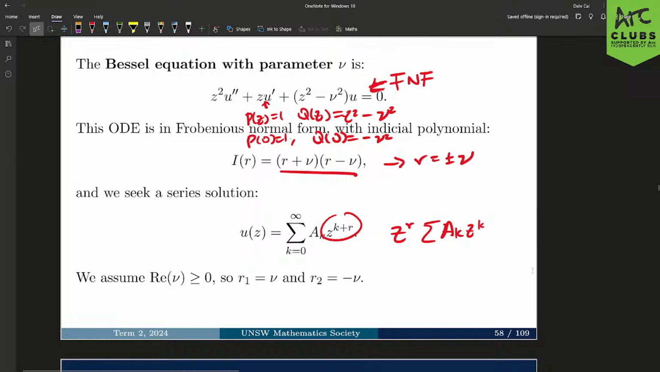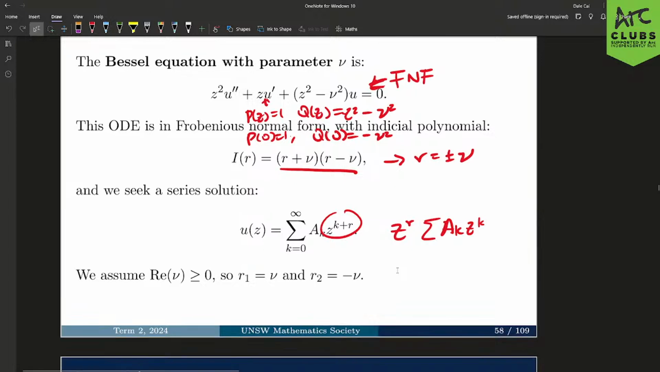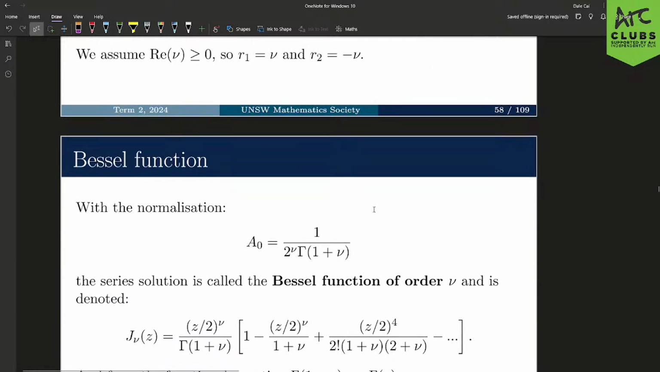And then they assume that this parameter nu has a real part greater than or equal to 0. Don't worry too much about this. A lot of the things we do in this solution are just for convenience. And this is also for convenience. If we set a0 to be this, we get the Bessel function in a relatively nice form.